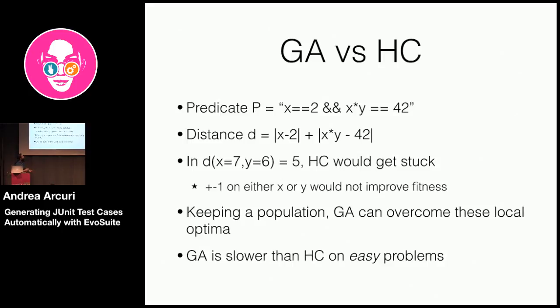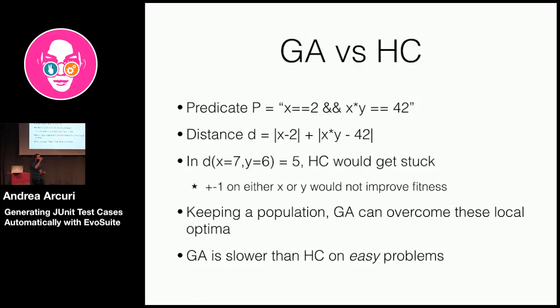So let's make an extremely complex example now. I have two constraints: X equal 2 and X times Y equal 42. Very complex. And let's say that you have a nice starting point that is 7 and 6. 7 times 6 is 42, so the one on the right side is solved. But X equal 2 is not solved. So I have a partial solution that solves one part of a constraint, but not the other.